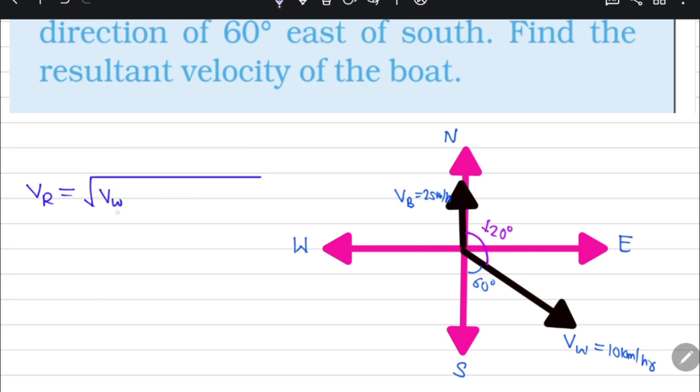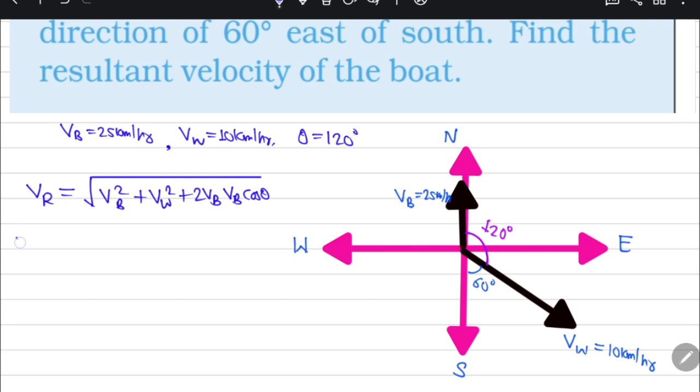Velocity of boat square plus velocity of water square plus 2 times velocity of boat, velocity of water, cos theta. You know that velocity of boat is 25 km per hour, velocity of water is 10 km per hour. The angle between these two vectors is 120 degrees, so you can directly substitute these values.